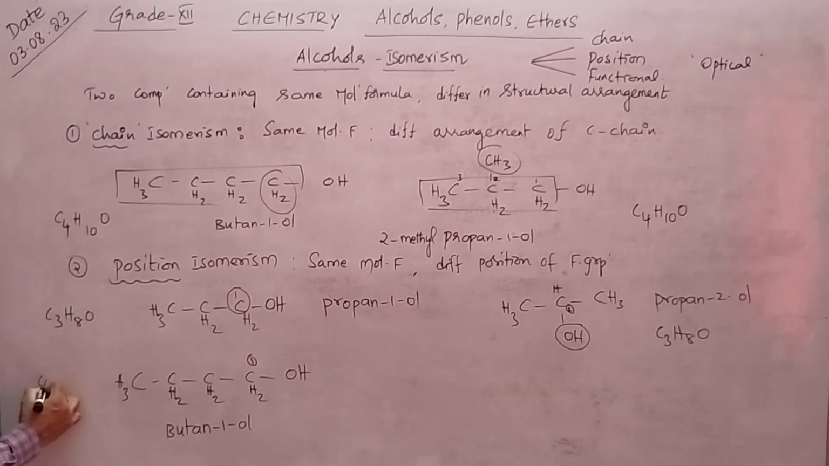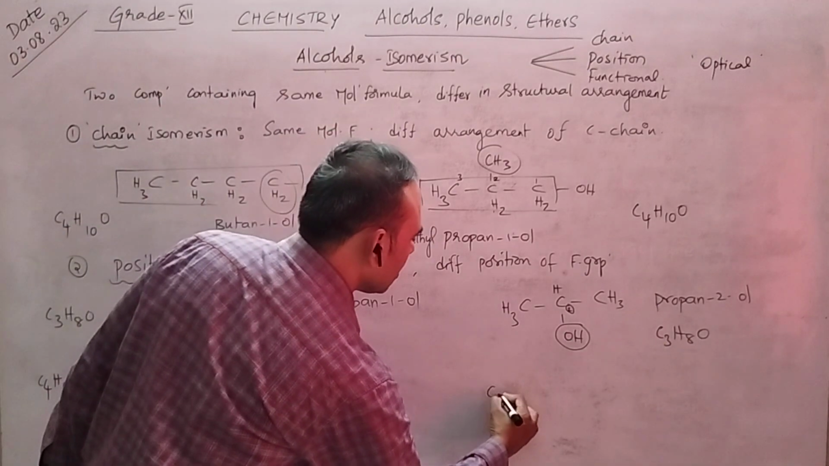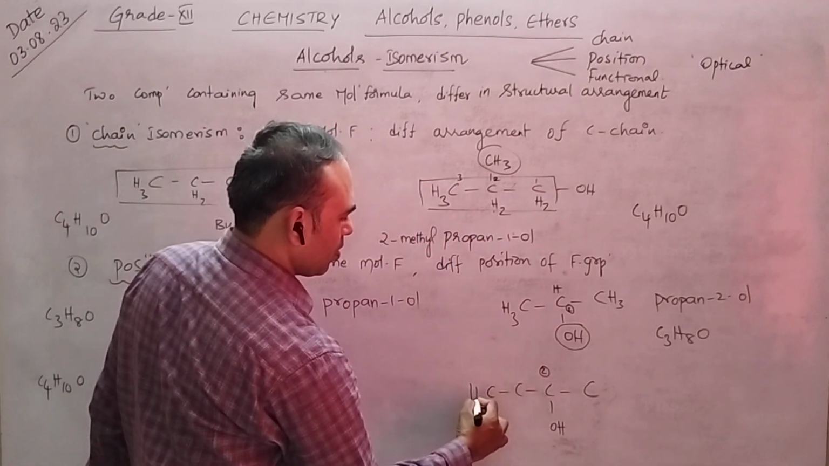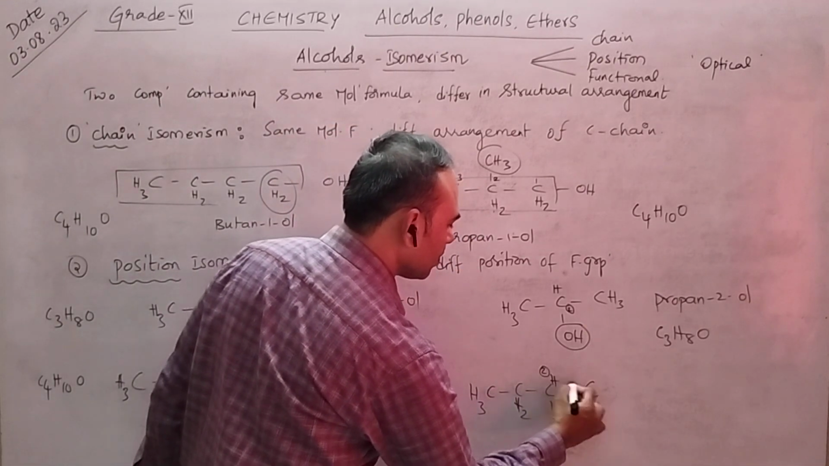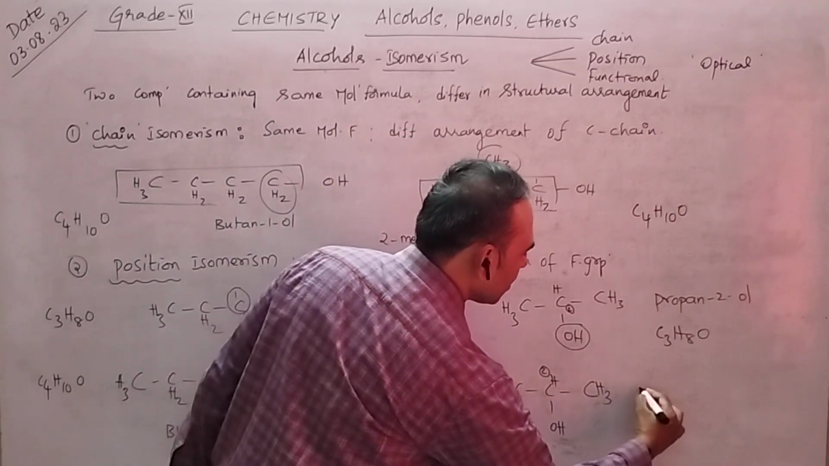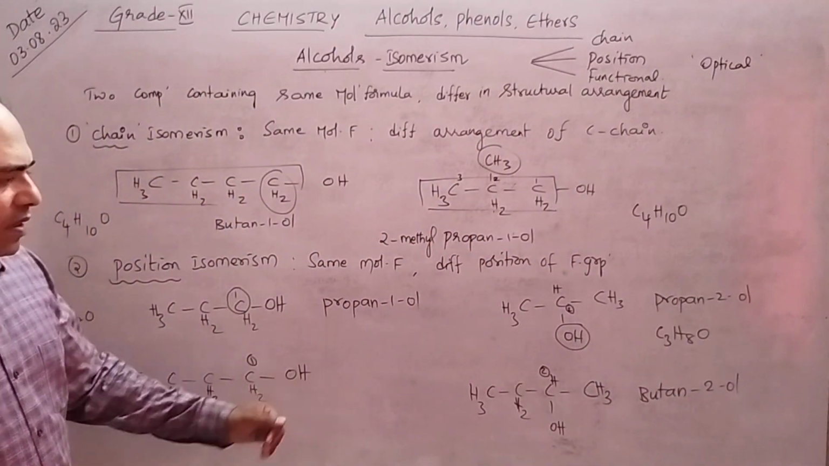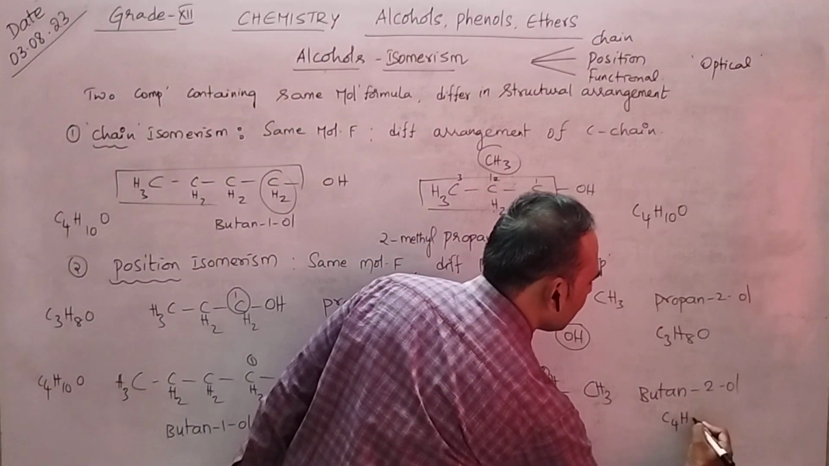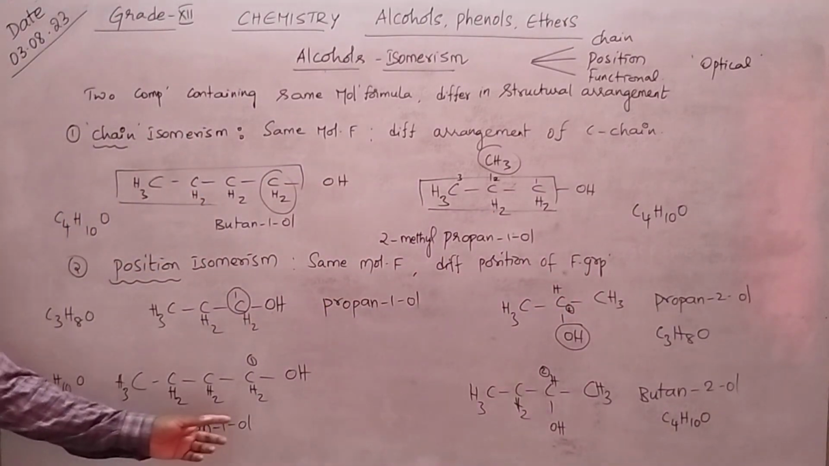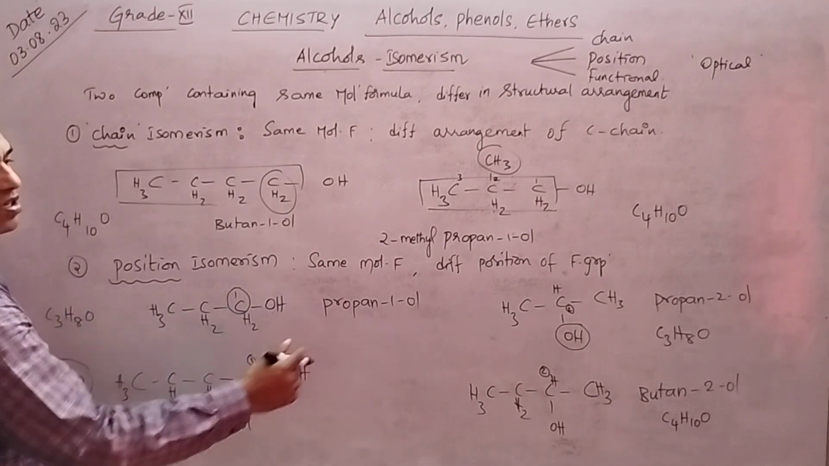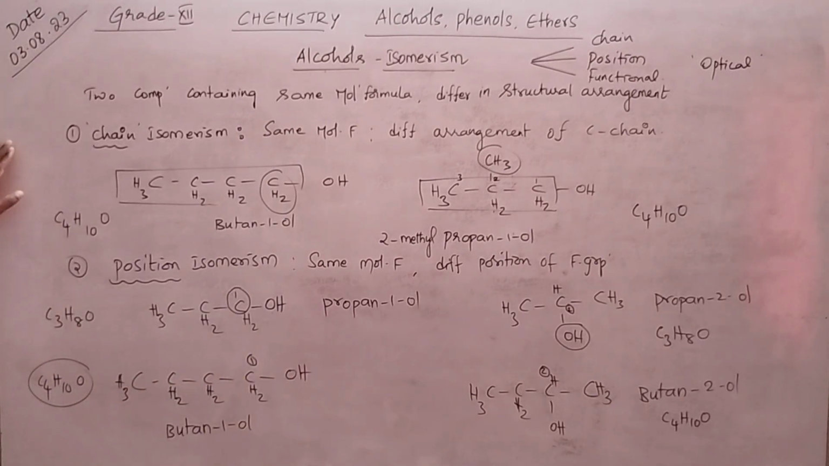Now coming to the molecular formula, C4H10O. So next one, by changing the position at a second carbon, so we can write like this. This is known as butane-2-ol. Now calculate the molecular formula. It is nothing but C4H10O. We can say that these two compounds will have same molecular formula, but the difference in the position of functional group. Hope you have understood the chain isomerism as well as position isomerism.